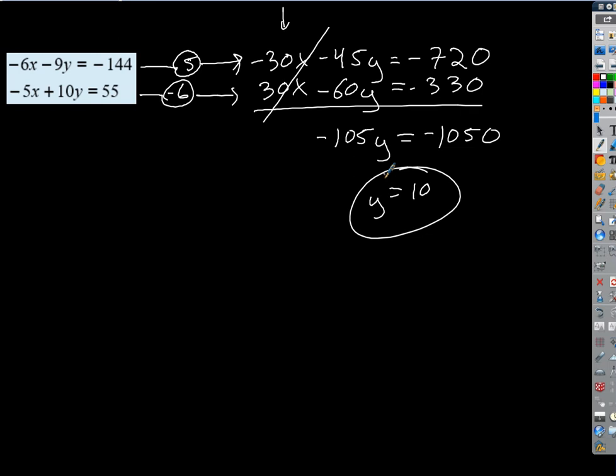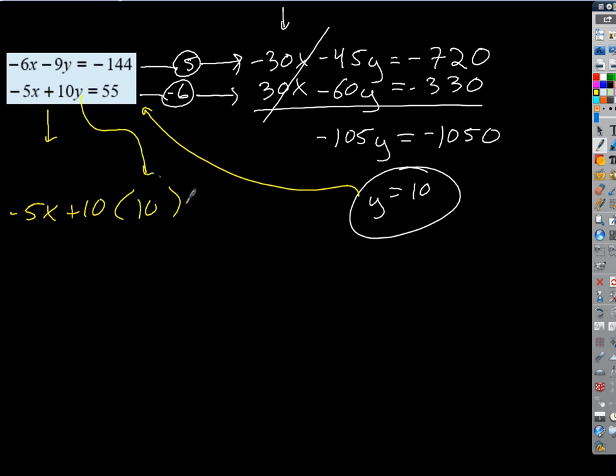Plug it in. And we'll just pick which one appears to be the easiest. It's not so critical, but we'll try to make our work a little bit easier. Bottom one looks a little bit easier, slightly smaller coefficients. So then that's going to give us what? Negative 5x plus 10 times 10 is my y value, right? Equals 55. So now what? Okay, so we're just going to simplify. Negative 5x plus 100 equals 55.